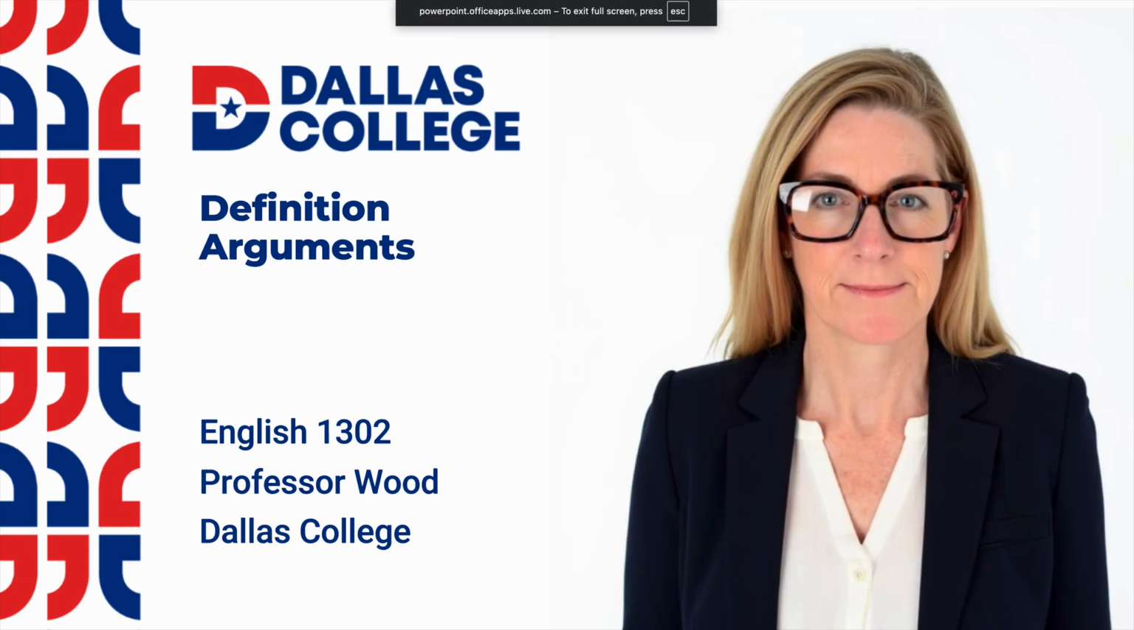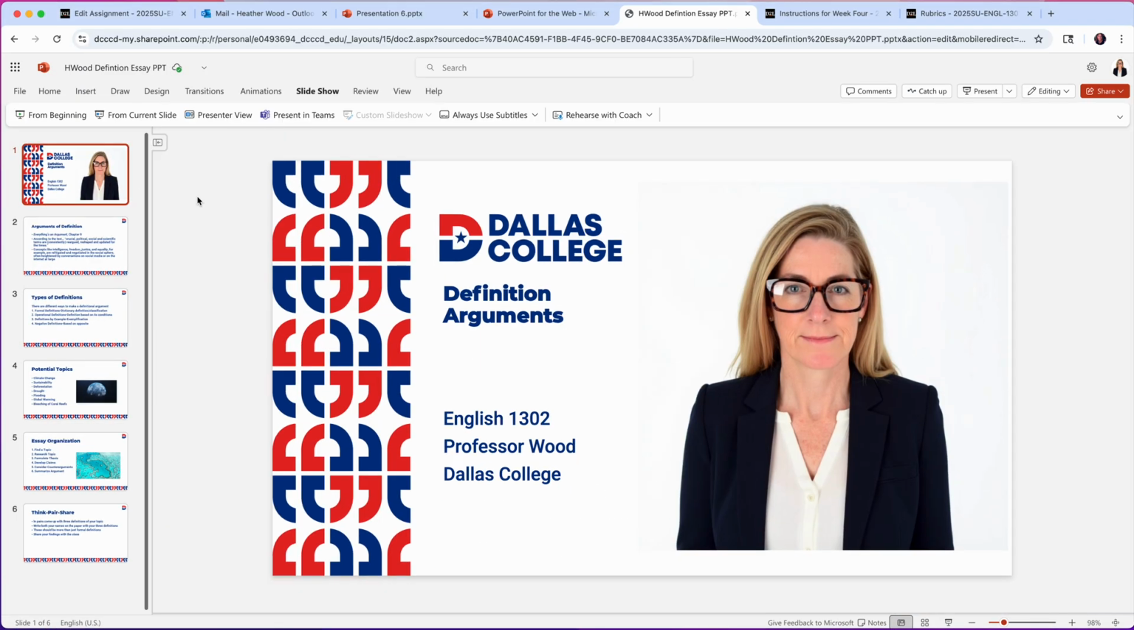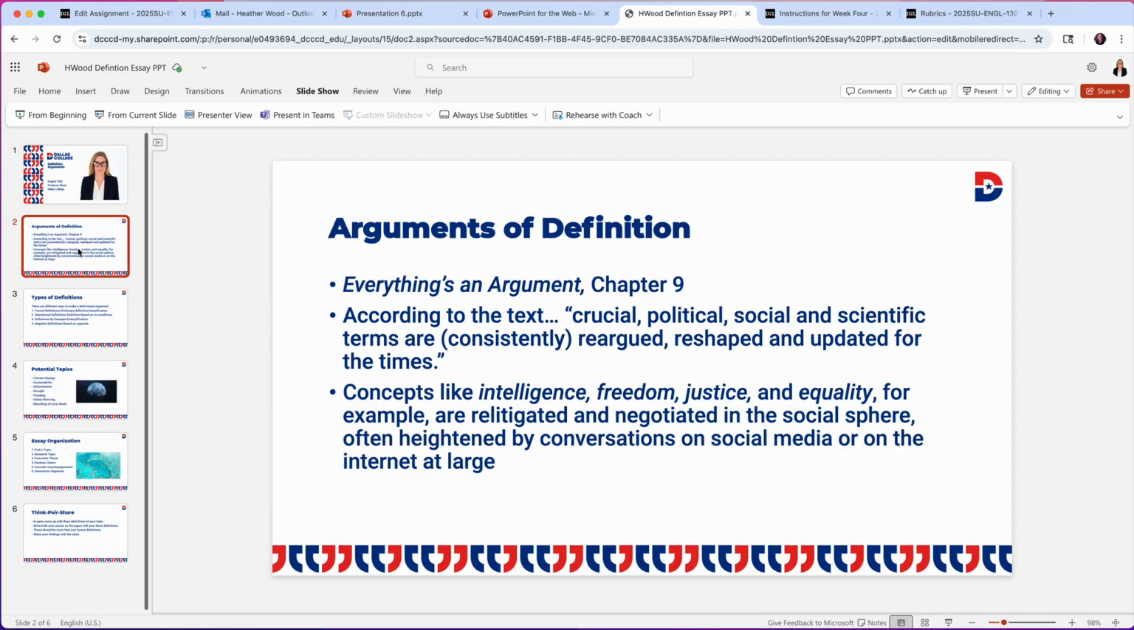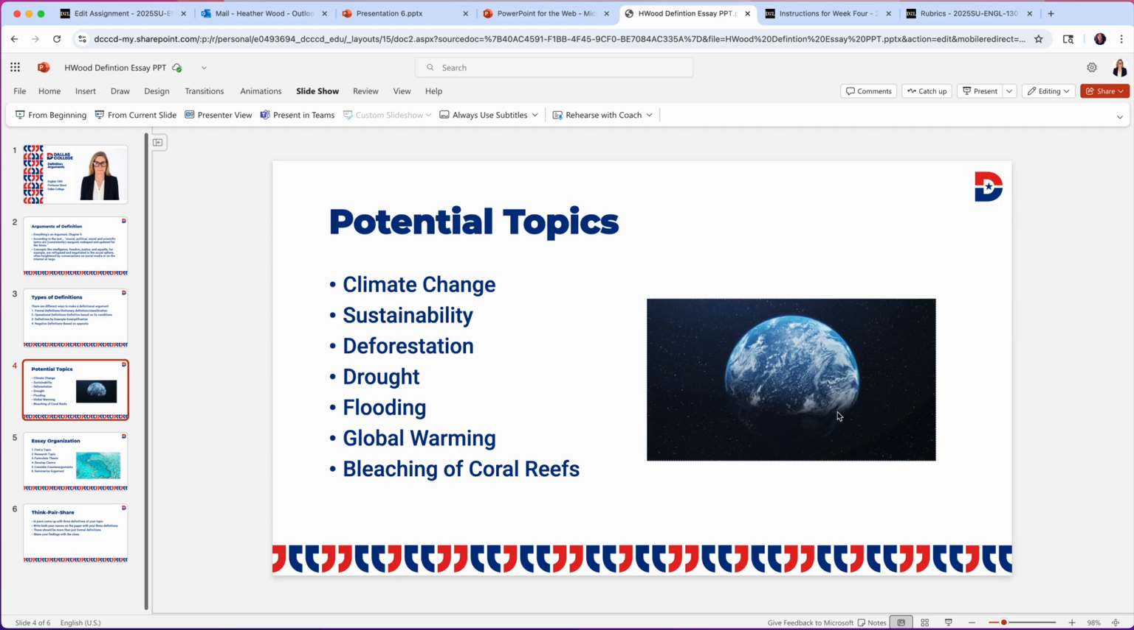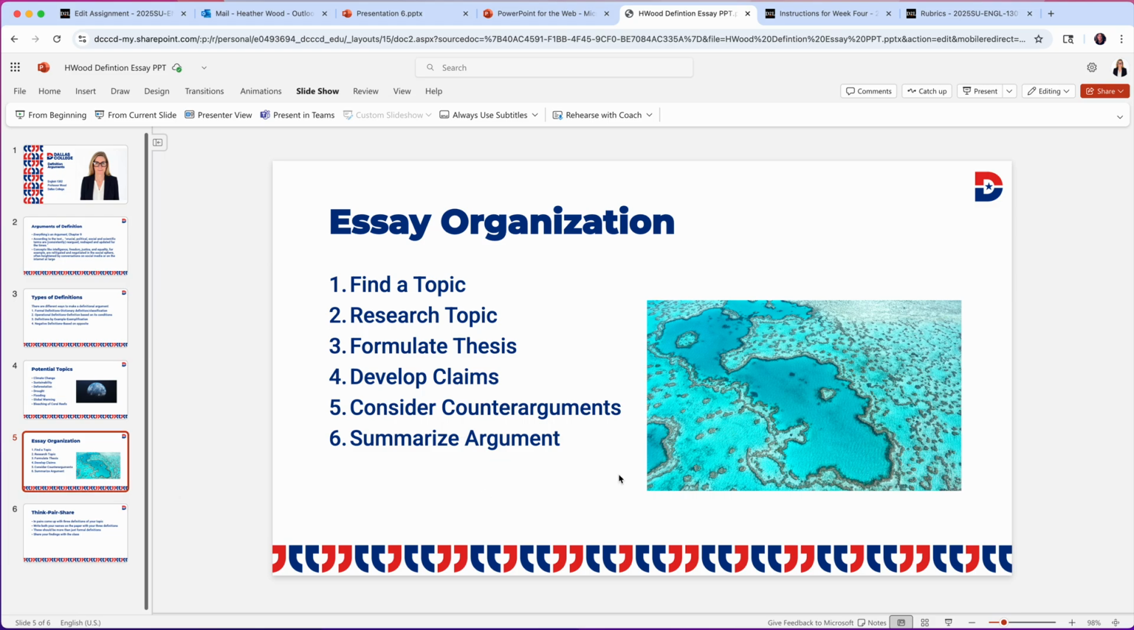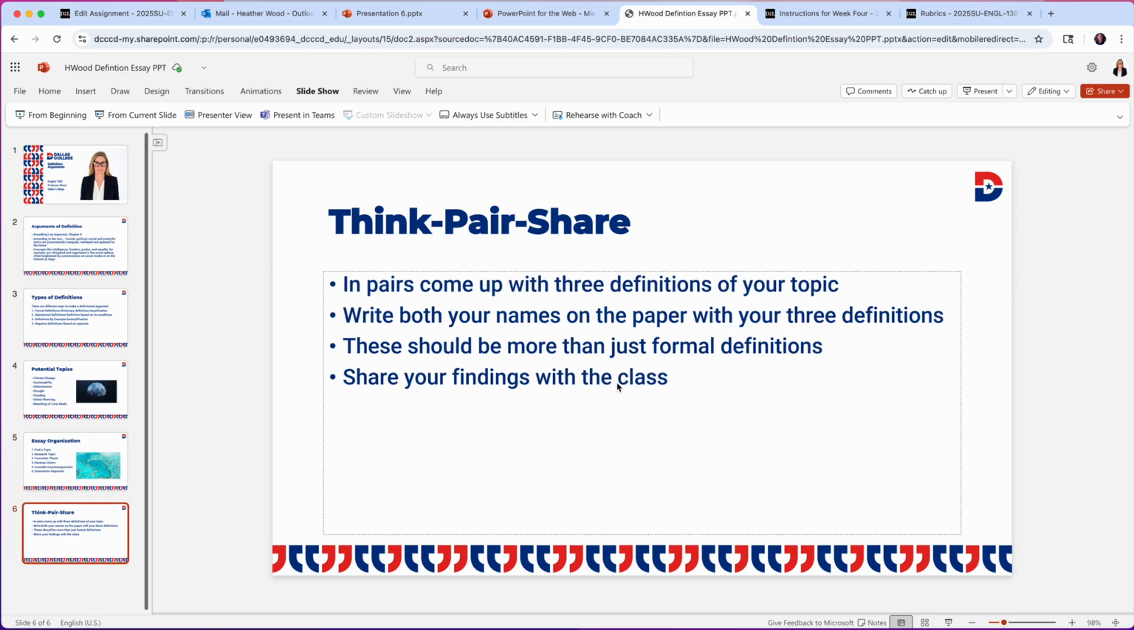This is my presentation on definition and arguments from English 1302, but I just included a lot of our visual elements from Dallas College. I included my own content, my own research. I used the banner information. I added some visual elements here for my assignment topics, and it was really easy to do using this new AI software in PowerPoint.